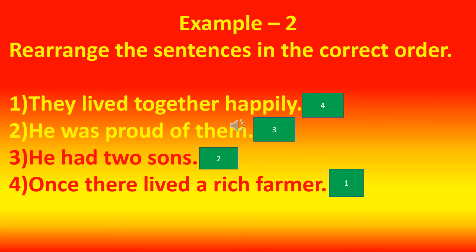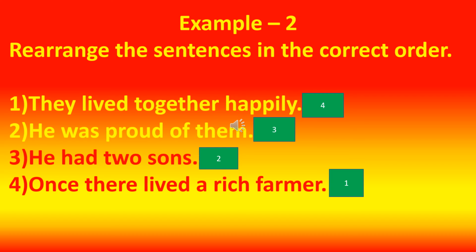In example 2, you will learn to rearrange the sentences in the correct order and just number the correct order of the sentences in the box that is provided at the end of the sentence. The first sentence will be, once there lived a rich farmer. You will put number 1 in the box. The second one, which is most appropriate, is, he had 2 sons. Because first we are talking about the farmer and then we are saying that he had 2 sons. This will be the second sentence.